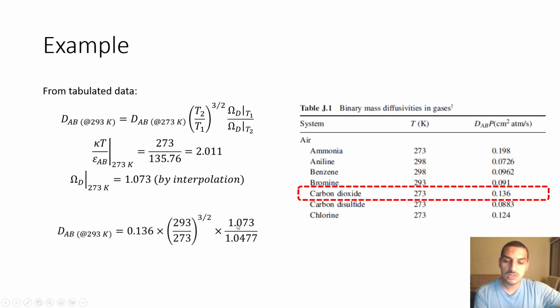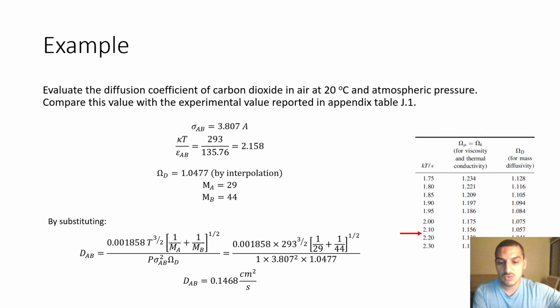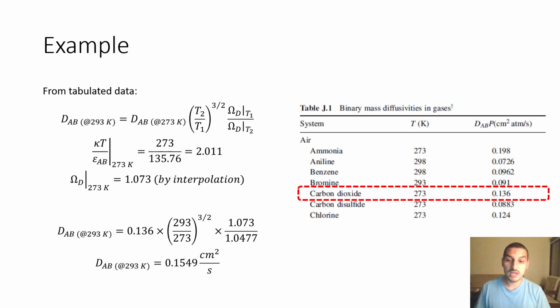Now I would do direct substitution in this equation to get the value of the diffusion coefficient, which is 0.1549. The value I got from the equation is 0.1468, which I believe is less than 10% difference, I think 6 to 7% difference between the actual value in the tables and the value that we got from the equation. So the equation is kind of nice and is giving some reliable results. Again, this is a famous equation that we use a lot.